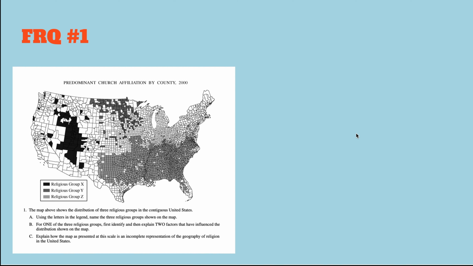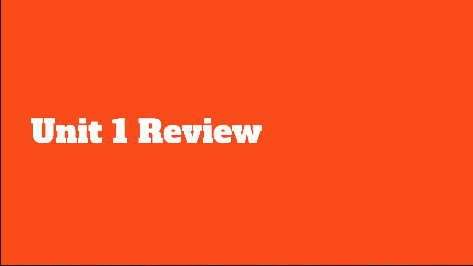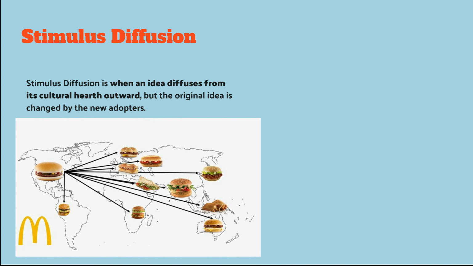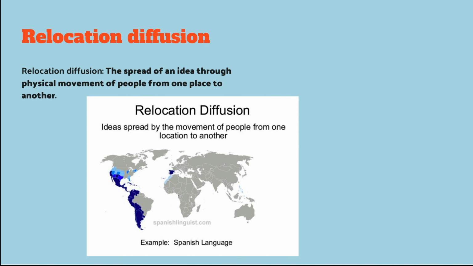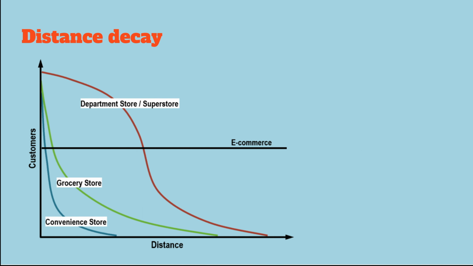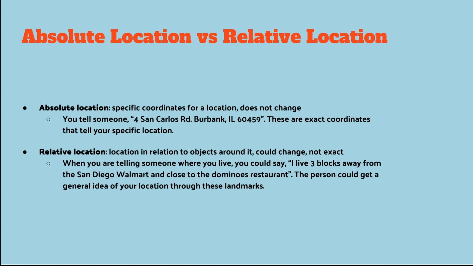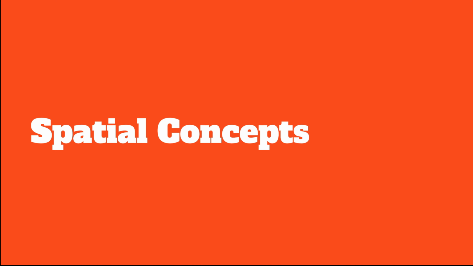Everyone, we're actually done with the first unit. We went over various topics. Just last class last week, we went over diffusion, distance decay, location concepts. So pretty much, we went over various spatial concepts.